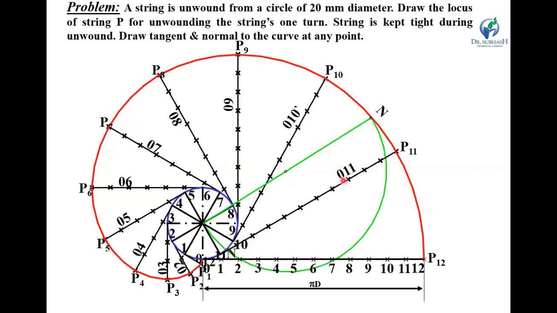Now join this point with N. So this is our normal, and at this point N, draw a line which is perpendicular to this normal. This is called the tangent. Okay, so this is the involute, and the normal and tangent at any point of this involute.